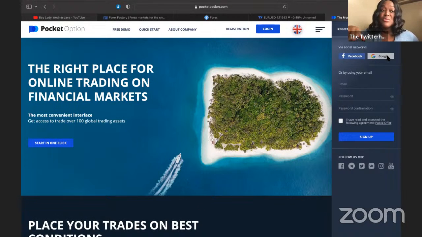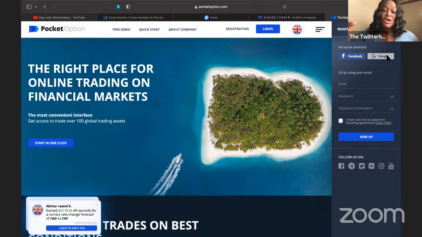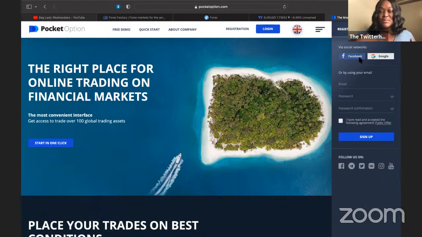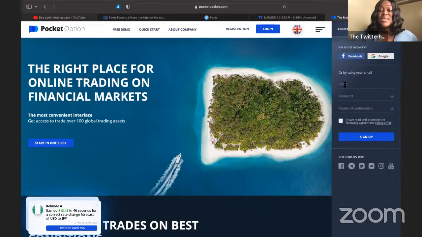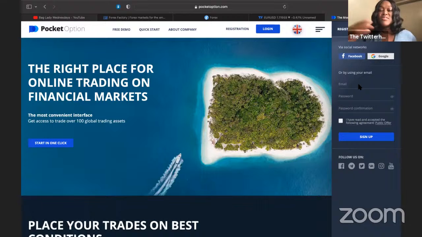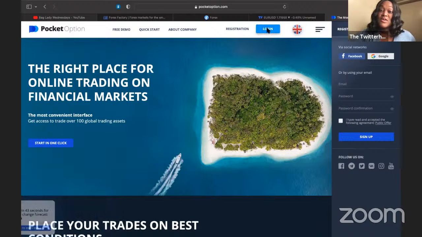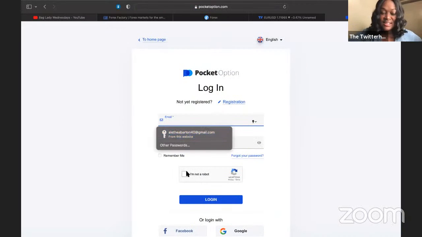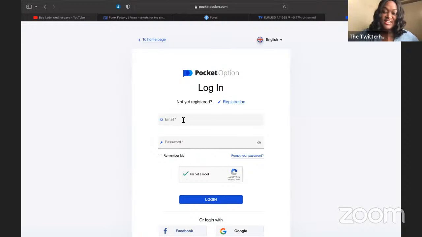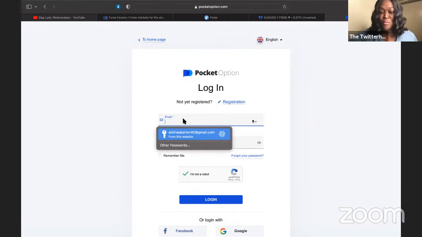Now, if you think that you may want to make this your account that you trade with real money, you want to not use Facebook or Google. I would feel more comfortable using an email and a password that I made up for myself, just specifically for this. But whatever you decide to do, go ahead and do that, whether you're registering using Facebook, Google, or email and password. I'm going to log in. So I'll meet you over on the other side. I'm not a robot. Check that.